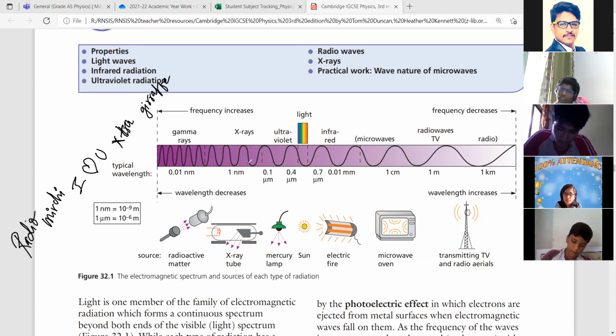So how to remember? It is Radio Mirchi, I love you, extra large giraffe. If you don't want to use large, you can remove it: extra giraffe. Radio represents radio waves. Mirchi represents microwaves. I represents infrared. L for love represents light. U for ultraviolet. Extra represents X-rays. G for giraffe represents gamma rays. The most important point is to remember it in a sequence: Radio Mirchi, I love you, extra giraffe. Khatam.